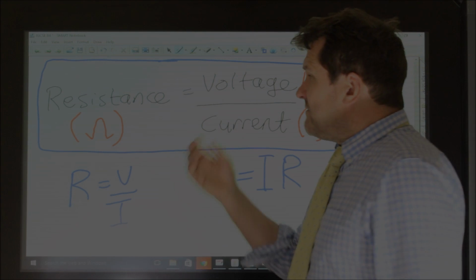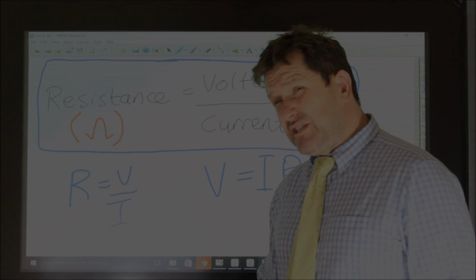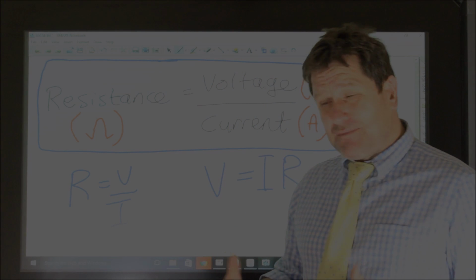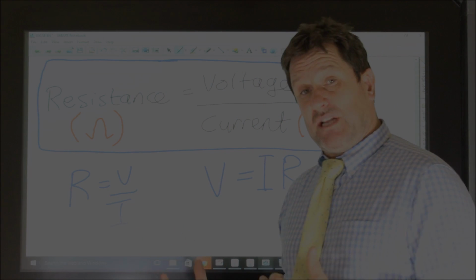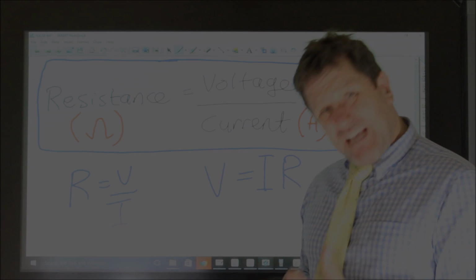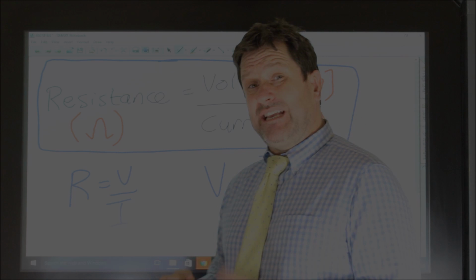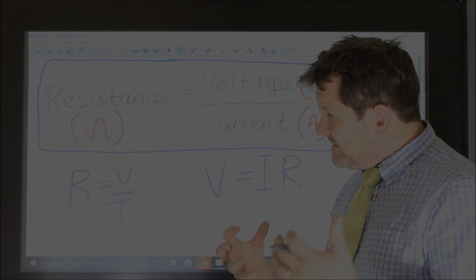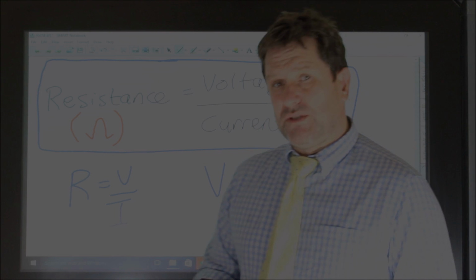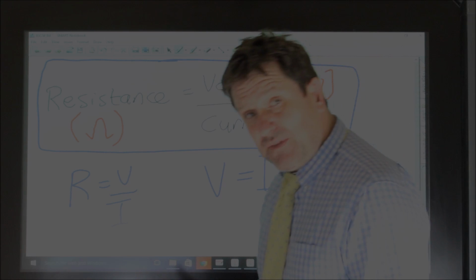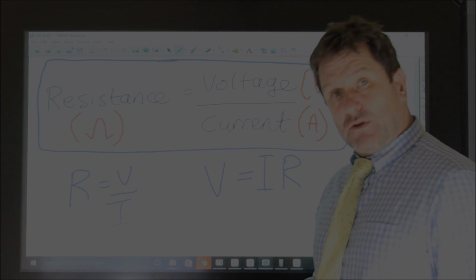Now, resistance is caused by collisions, so these coulombs colliding with ions or atoms inside the wire causes electrical resistance. That generates heat in the wires, so that's why electricity can create heat, because the resistance causes heat. It's really important that you can look at a circuit and be able to calculate the resistance of something based upon the current and the voltage.